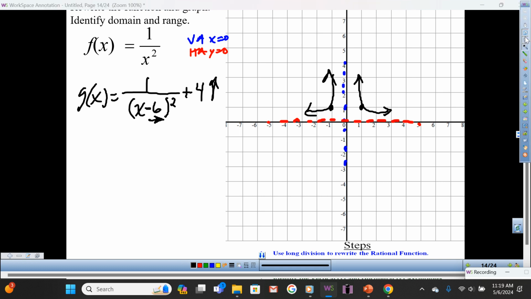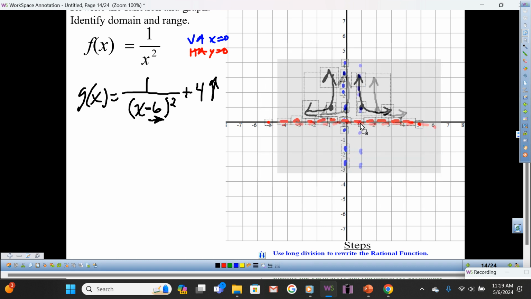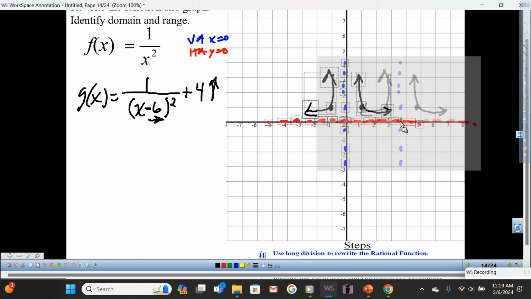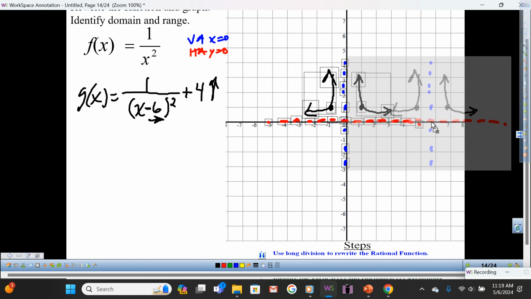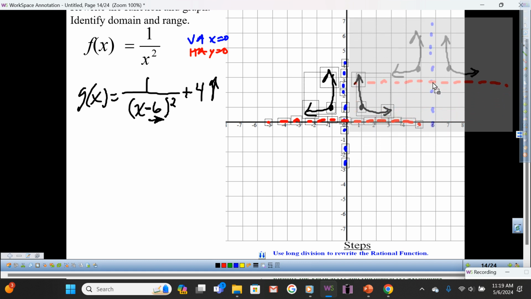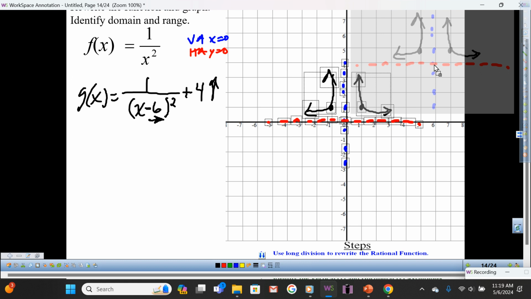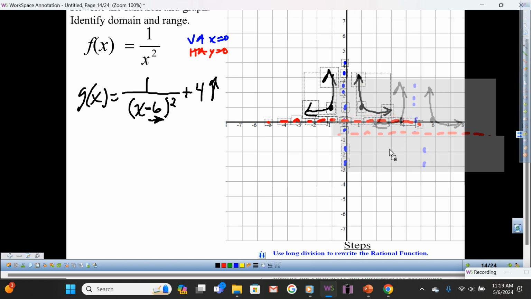So I take this entire thing, look up to the screen, and you're not copying anything. You already have this. And I'm going to move 6 to the right, 4 up. So I'm going to move this center right here, 1, 2, 3, 4, 5, 6. 4 up, 1, 2, 3, 4. And it should end up right there. You guys see it? Hands if you see it. All right. Not bad, not bad.